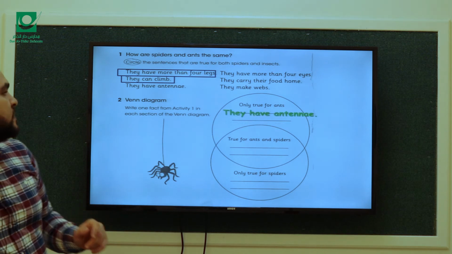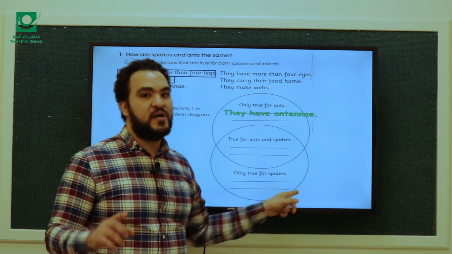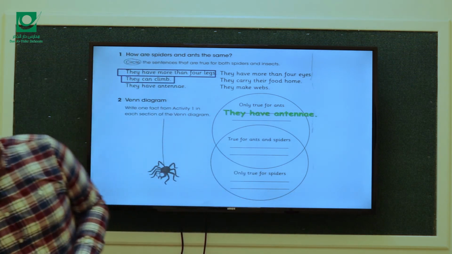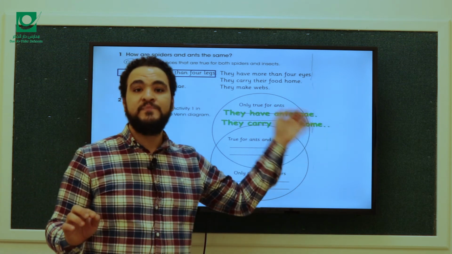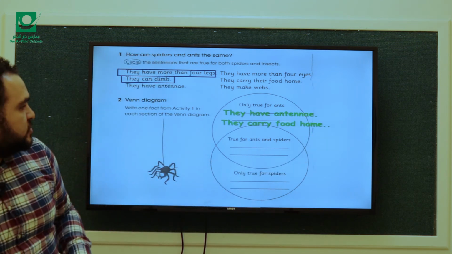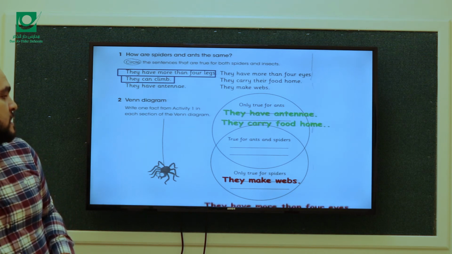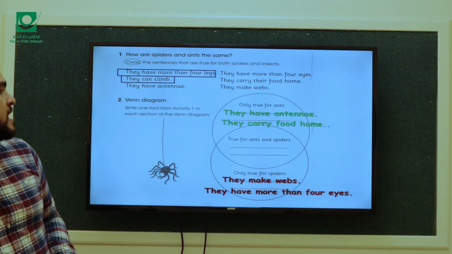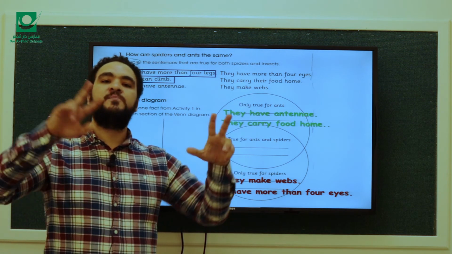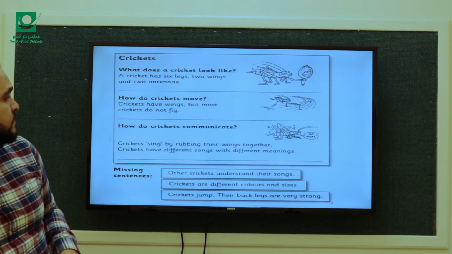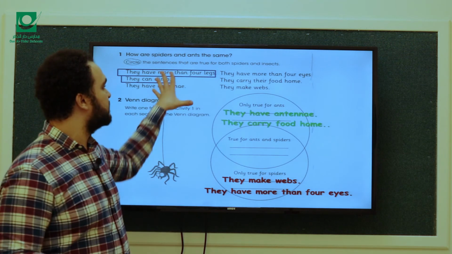Now let's see which is true only for ants. They have antennae. Spiders do not have them. What else? Yes, they carry food home. Good. What about spiders? They make webs. What else? They have more than 4 eyes. Good. What is right for both of them? C. I leave it for you to do it from here.